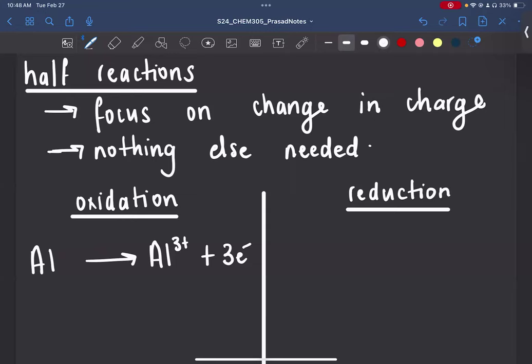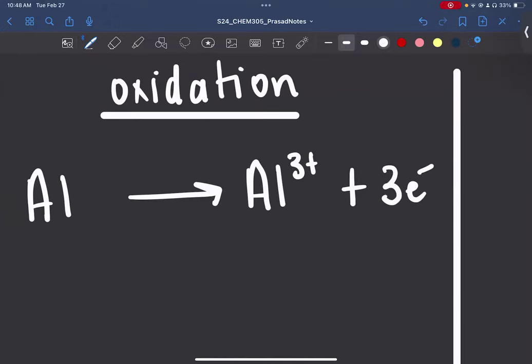This is the half reaction for the oxidation. It clearly shows which element is being oxidized, clearly shows the change in charge, and it clearly shows how many electrons are associated with it. From just this alone, you know aluminum is going to end up in a compound.